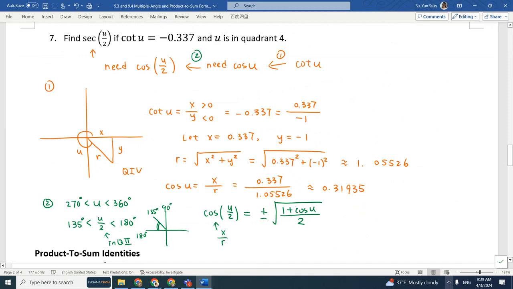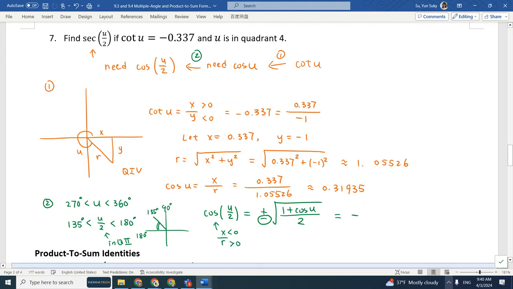Quadrant 2, the x is negative. The r is positive. The whole thing is negative. Good. Why is it negative? Oh, because the x is negative. So negative over positive is negative. Positive over negative, still negative. So if there's one negative, it's always negative. If you have one negative multiplied or divided, it's negative. But if you have two negatives multiplied or divided together, it becomes positive. Two negatives make a positive.